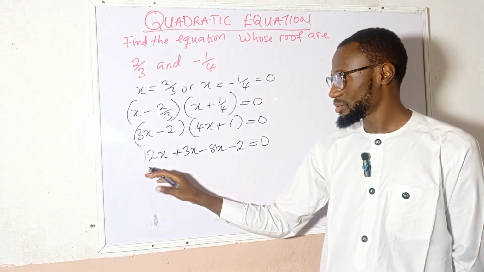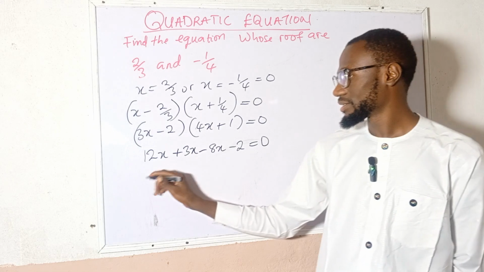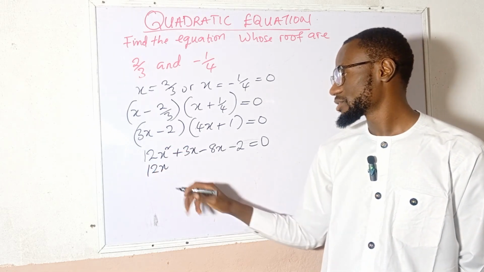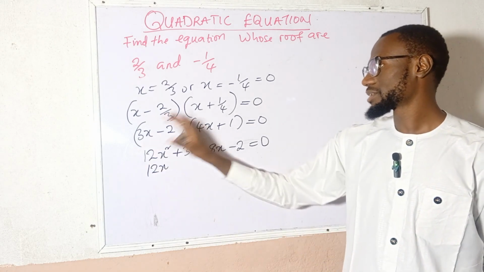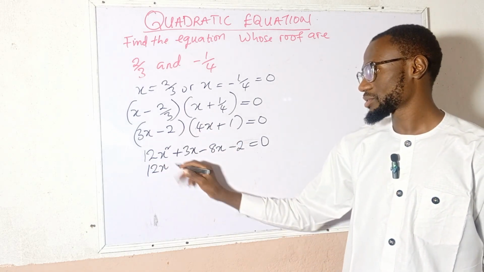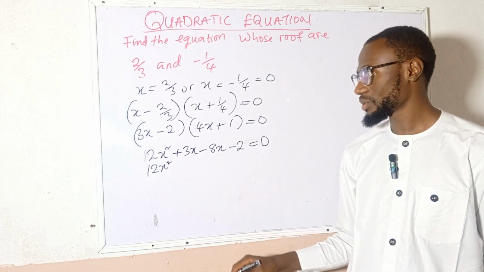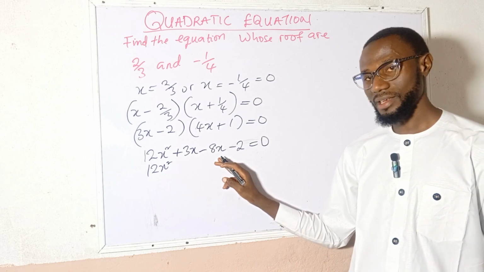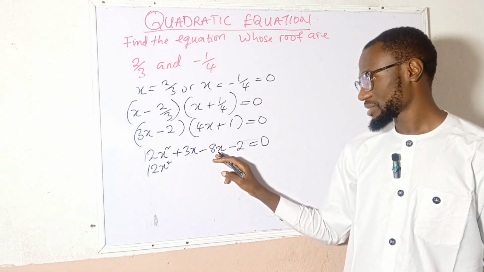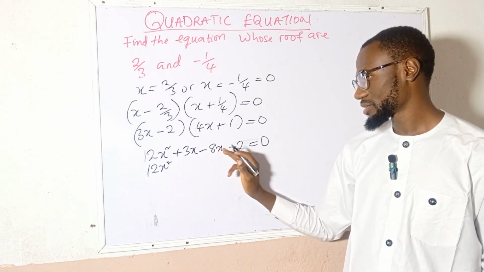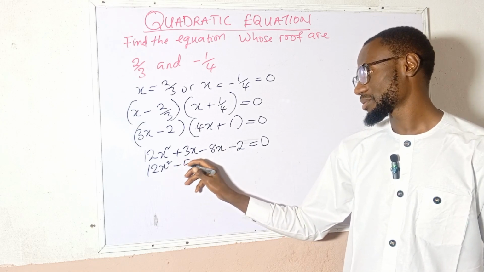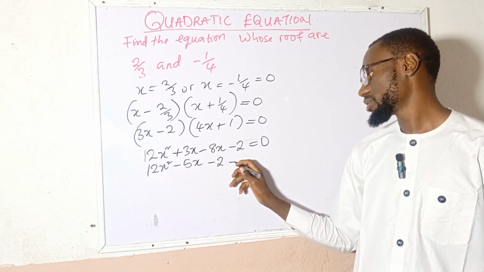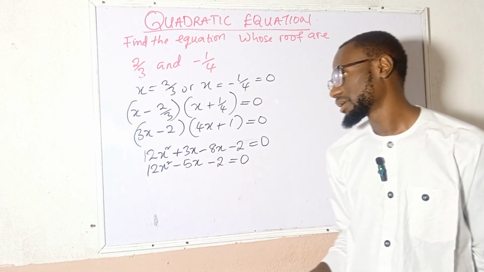Then the next thing to do, now we are going to simplify the middle terms. We have 12x squared, because 3x times 4x is 12x squared. We have plus 3x minus 8x. That is minus 5x. We have minus 2 equals 0.